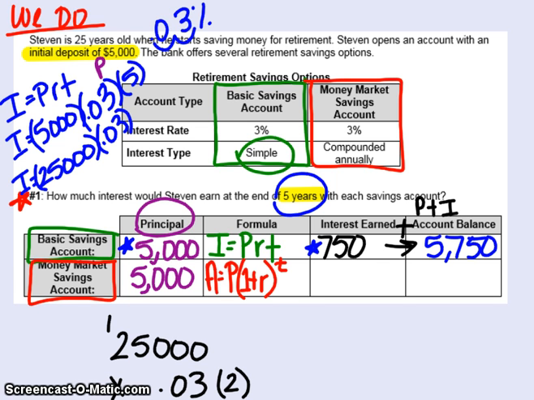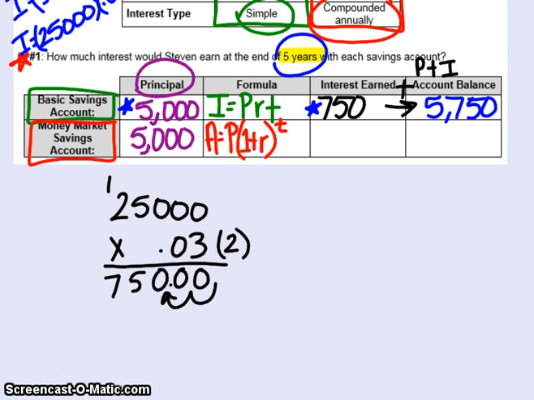So I have to figure out the interest earned and my account balance. But remember, when I solve for compound interest, I'm actually solving for my interest and my principal included. So let's go ahead and solve for some of this. So I have A is equal to my principal, open parentheses, 1 plus R, close parentheses, to the T power.